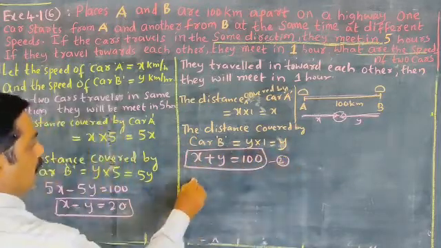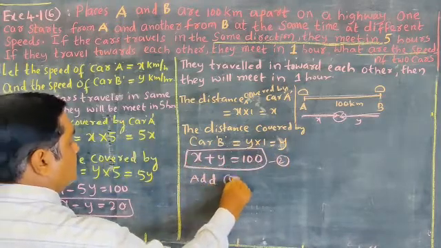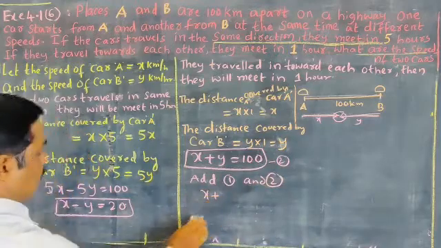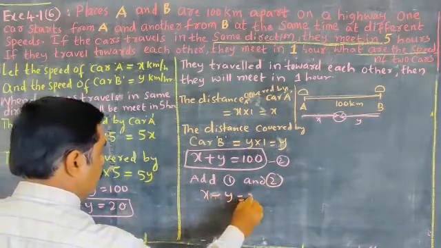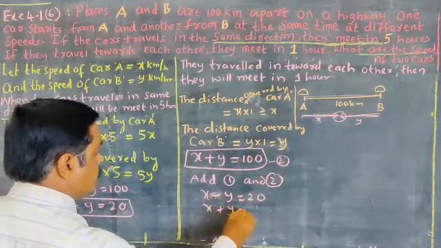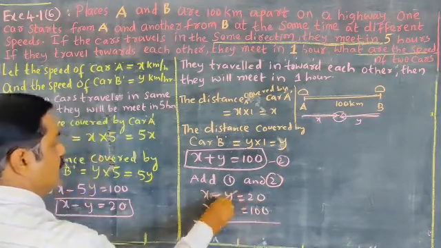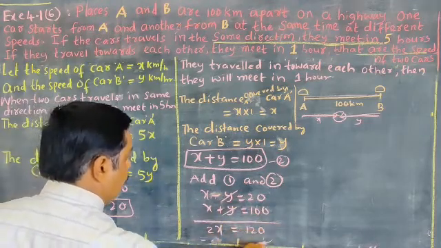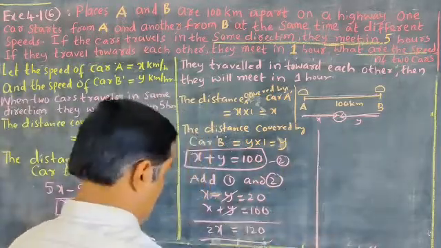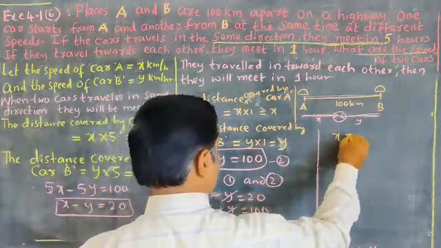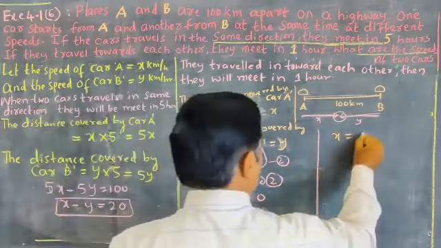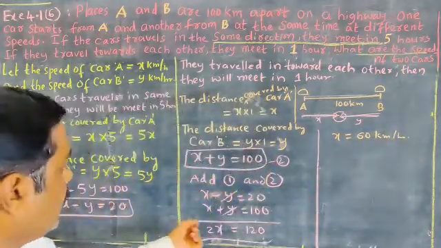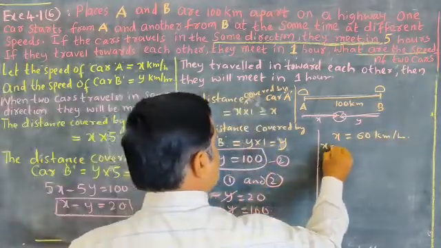So now add the first and second equations. The first equation is x minus y is equal to 20 and x plus y is equal to 100. When I add them, plus y and minus y cancel, then 2x is equal to 120. So x is equal to, 2 ones are 2, 60. x is equal to 60 kilometers per hour.